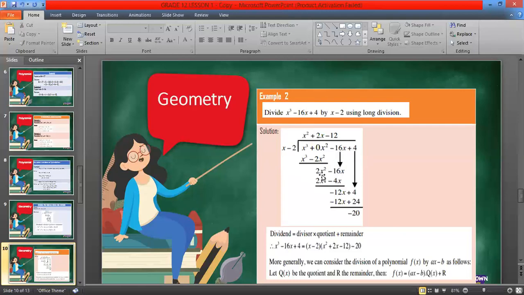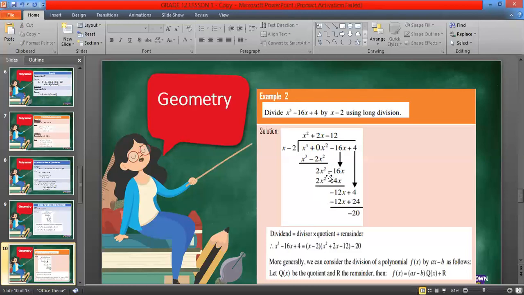Then we start again. 2x squared divided by x gives positive 2x, so you write positive 2x here. This 2x is used to multiply both terms: 2x times x gives 2x squared, and 2x times minus 2 gives minus 4x. Then you subtract, and 2x squared minus 2x squared gives 0.